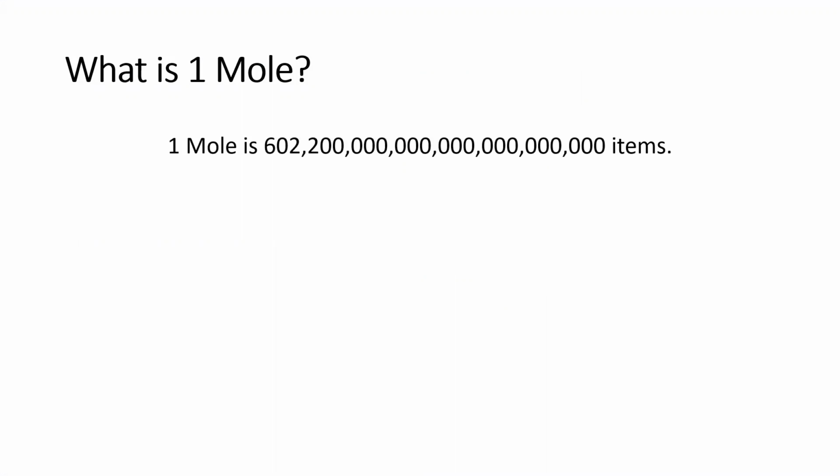So 1 mole is 602,200,000,000,000,000,000,000 items. So that is a lot of items. Okay. So similar to 1 dozen, where we have 12 items in a dozen, 1 mole is 6.022 into 10 to the power 23 items.